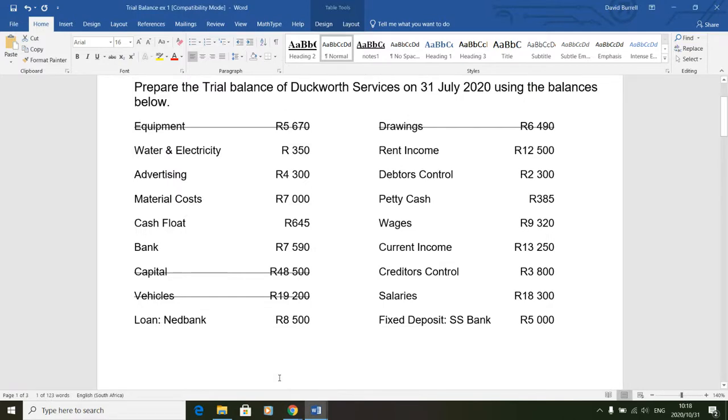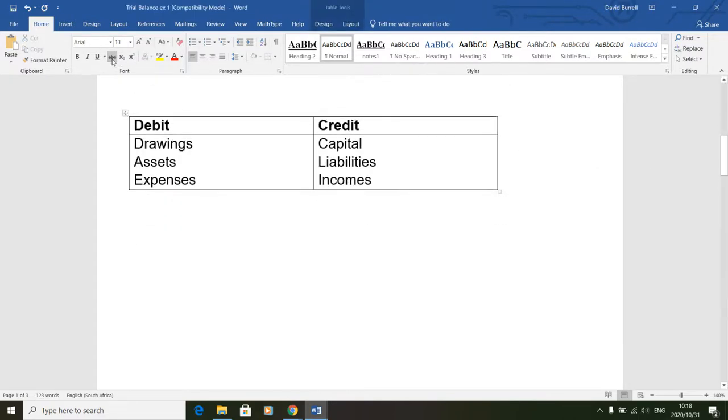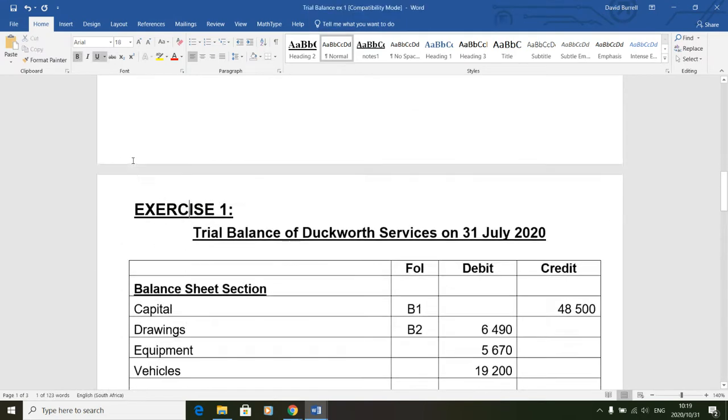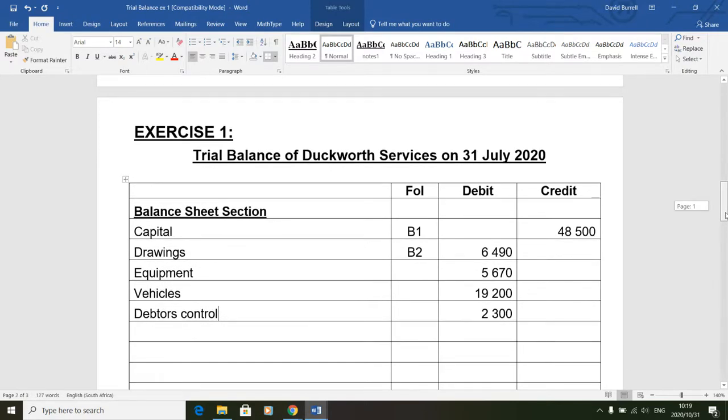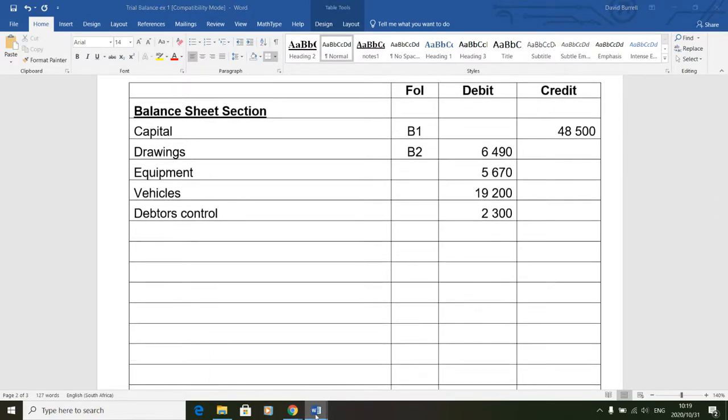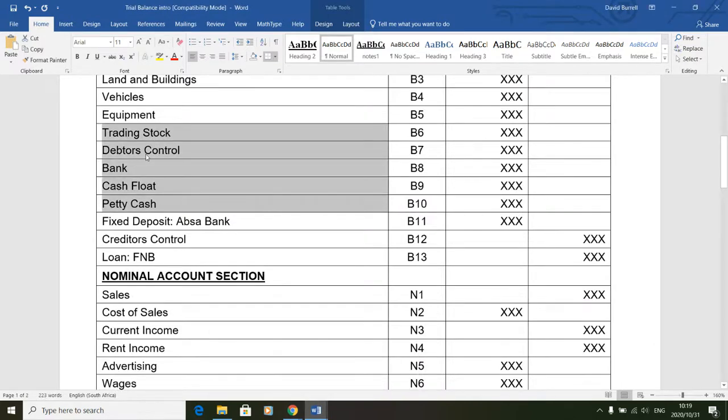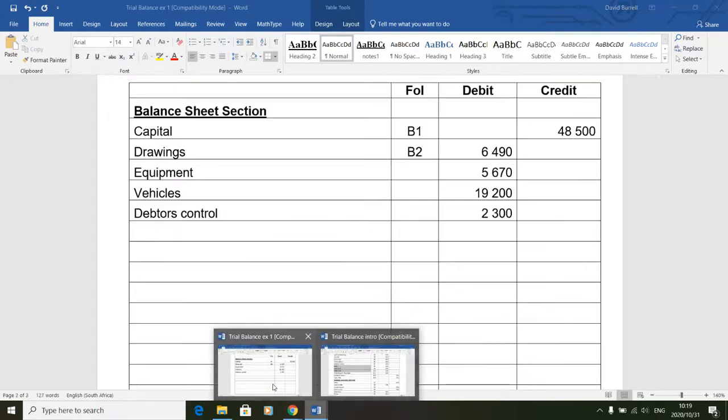Trading stock, there isn't any. Debtors control, there is 2,300. All the assets have debit balances, so they're going to go into the debit column. So it's going to be 2,300, and that was for debtors control. If you're a little bit shaky on the order, after debtors control we want bank, cash float, and petty cash. You won't always have all of them in any particular exercise.